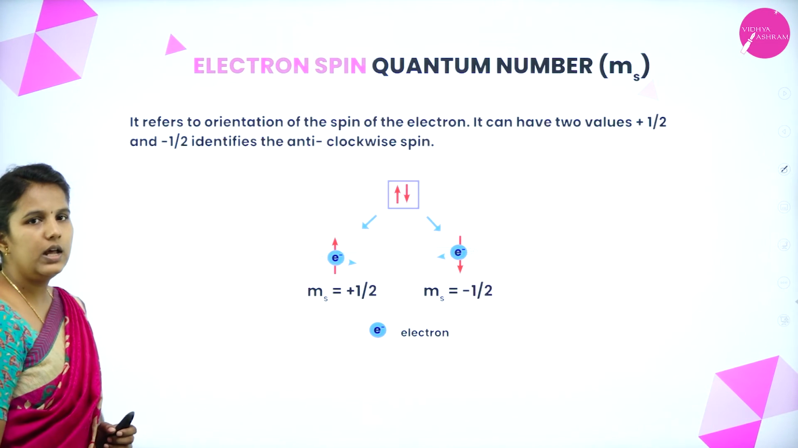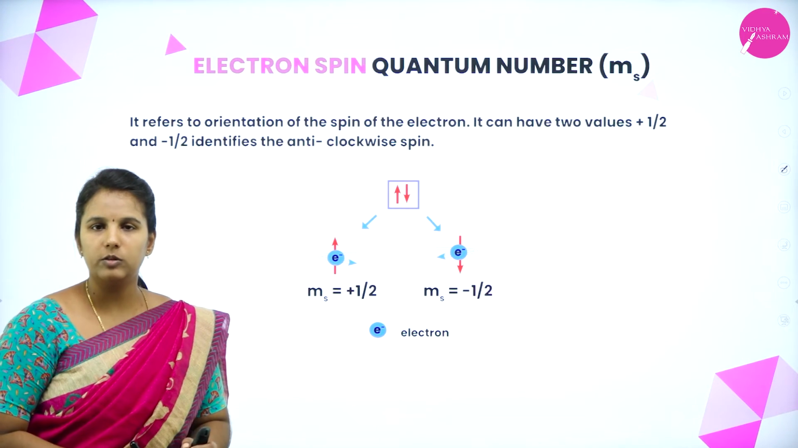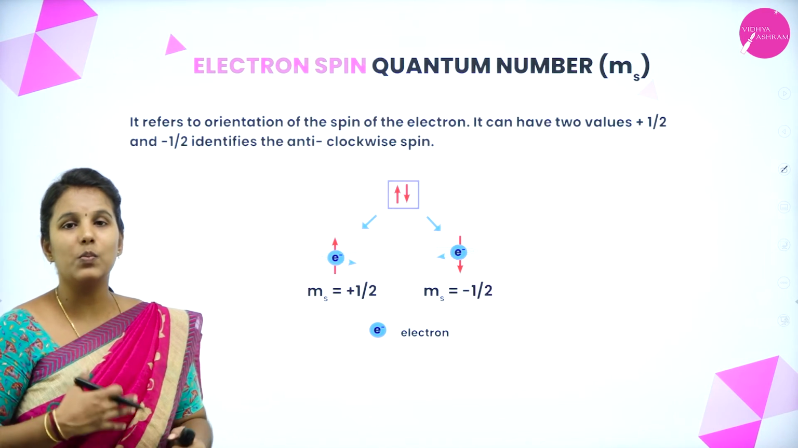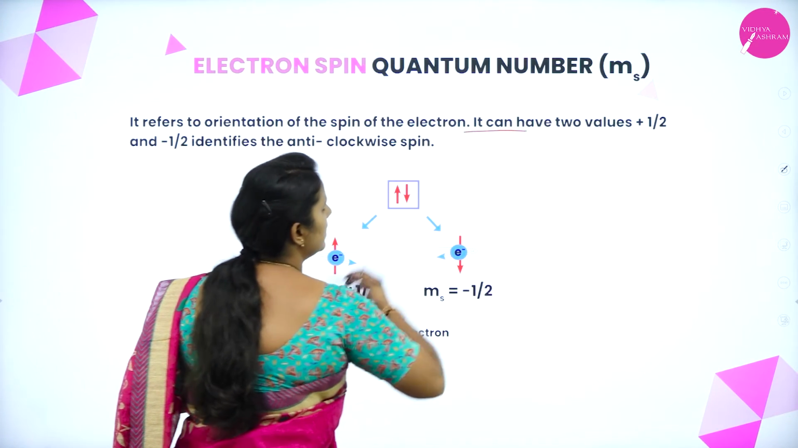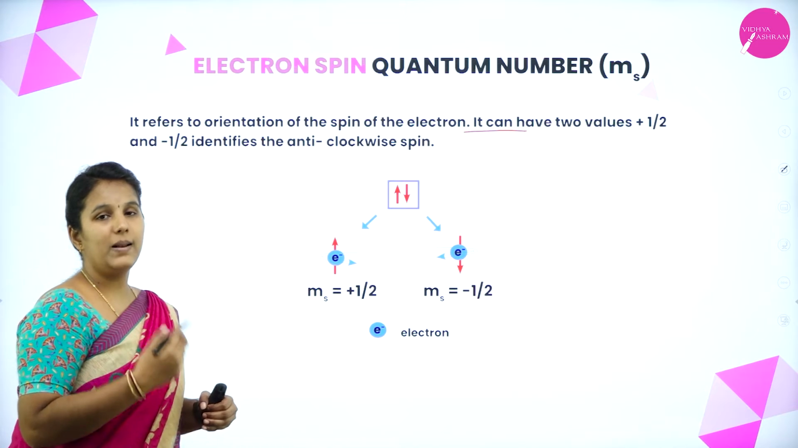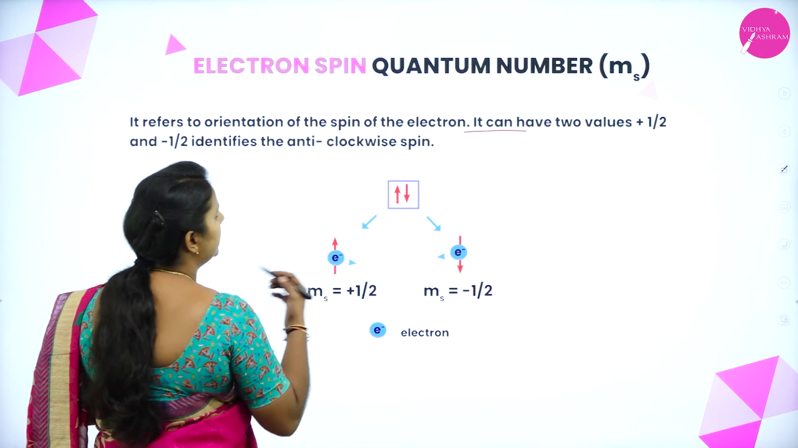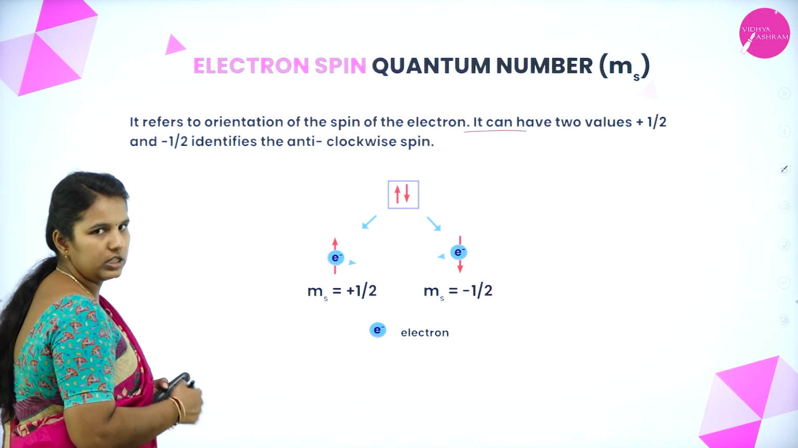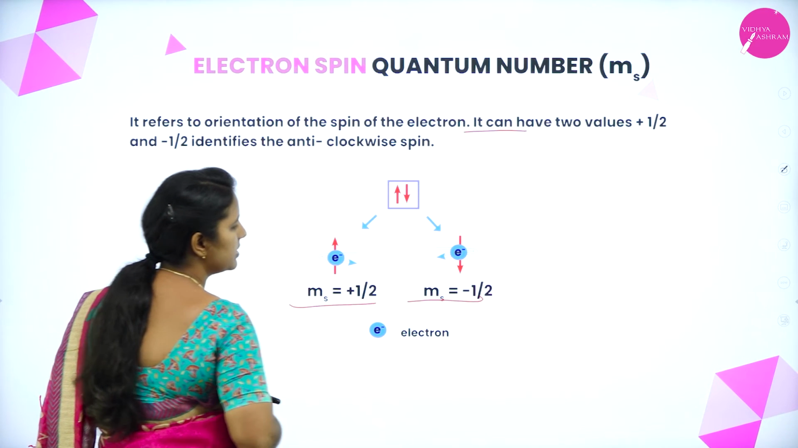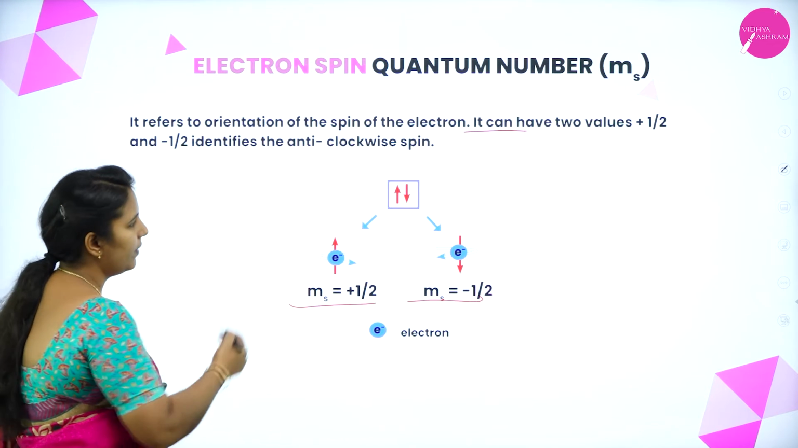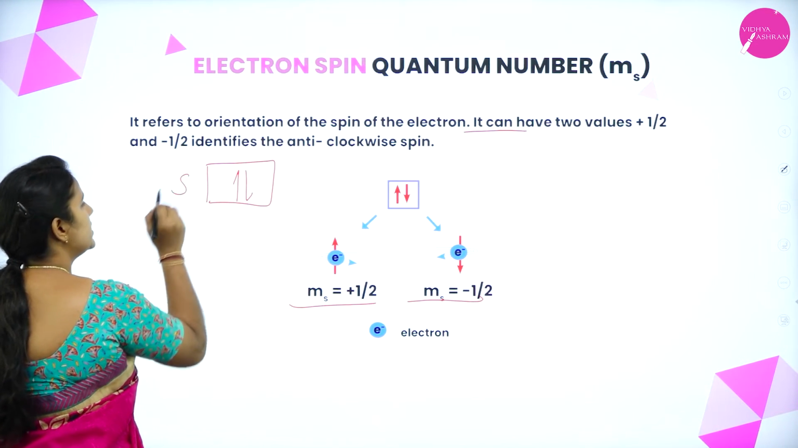Next, we'll go for the spin quantum number. By using the spin quantum number, we can easily understand the spin of the electron. Usually, it has 2 values, that is plus half and minus half. Almost all the electrons will move in an anti-clockwise direction. So, it will exhibit the plus half and minus half values. This is for the S orbital.